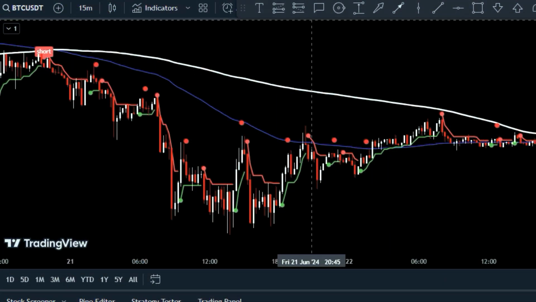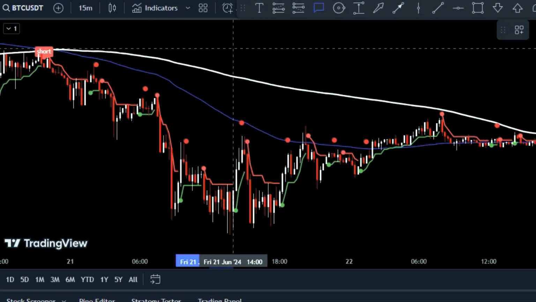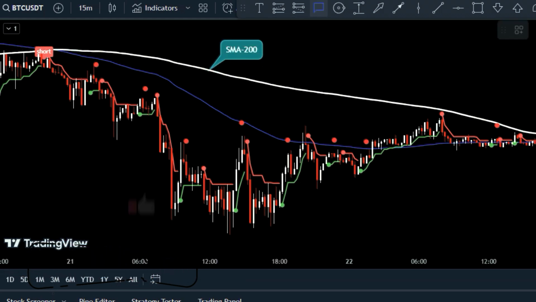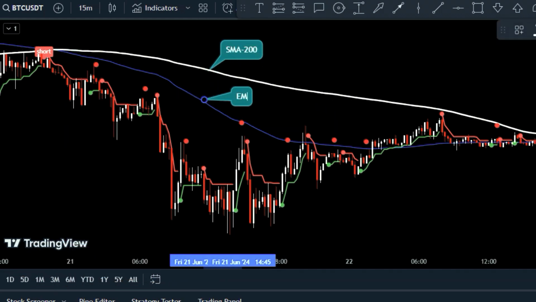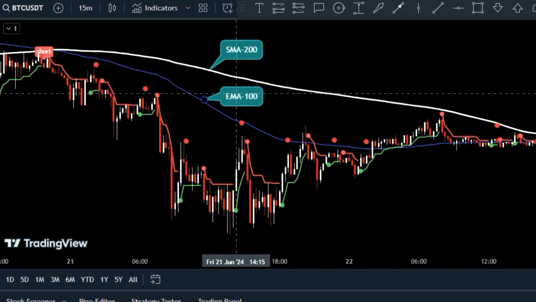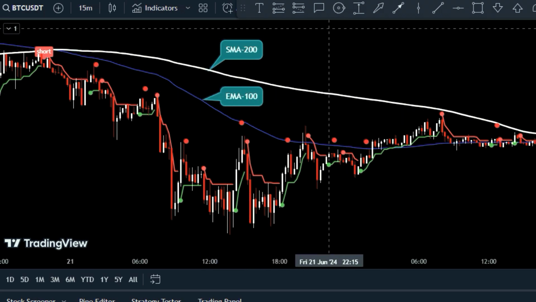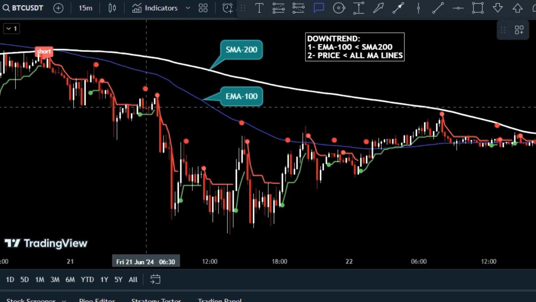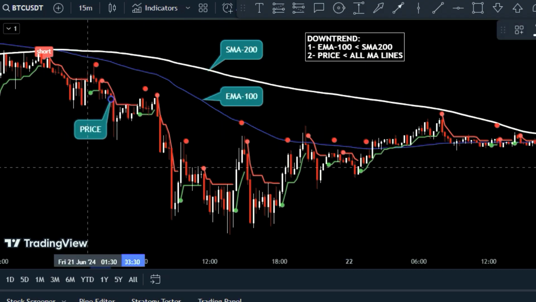Now, let's talk about the EMA filter, your trusted sidekick that keeps you on the right side of the trend. By using this filter, you can avoid going against the flow and make more informed trading decisions. Here's how it works. When the EMA 100 is below the SMA 200 and the price is below both moving averages, we're in a downtrend. In this situation, you should never attempt a buy trade because the overall market sentiment is bearish. Always remember, never swim against the current.